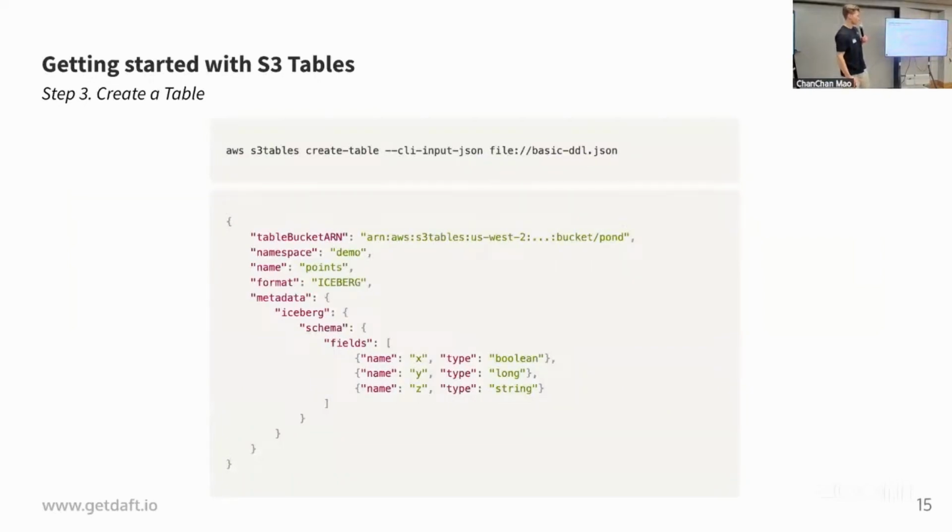To create a table, I have to give it the table bucket ARN, so the table bucket I just made. I give it that namespace demo, and I'm naming my table points, and the format is Iceberg. Maybe one day that'll say Iceberg 3 or Iceberg 4, or something else, but you specify the format because it might be stored as something different. Then I give it an Iceberg schema. For this one there are 3 fields, x, y, and z: a Boolean, a number, and a string. We can do anything with those.